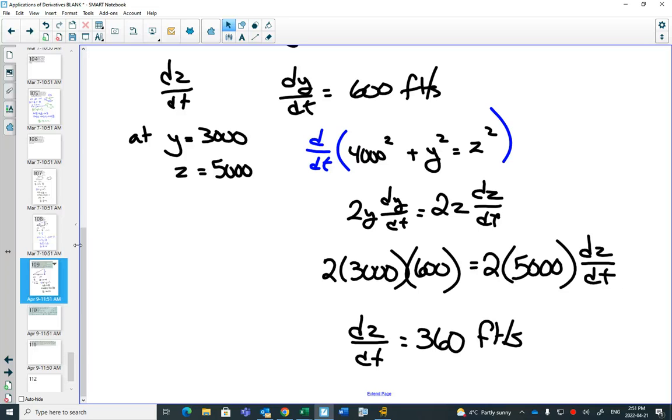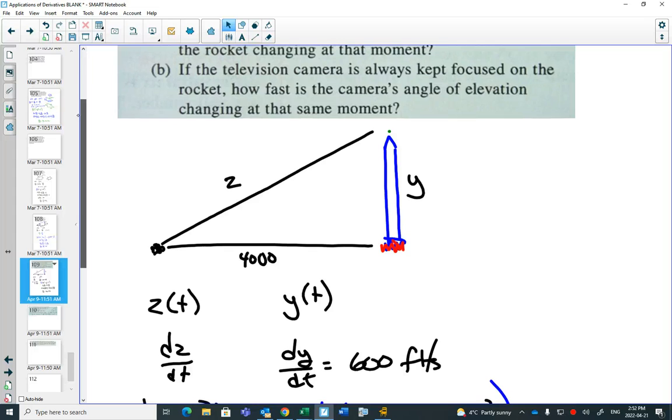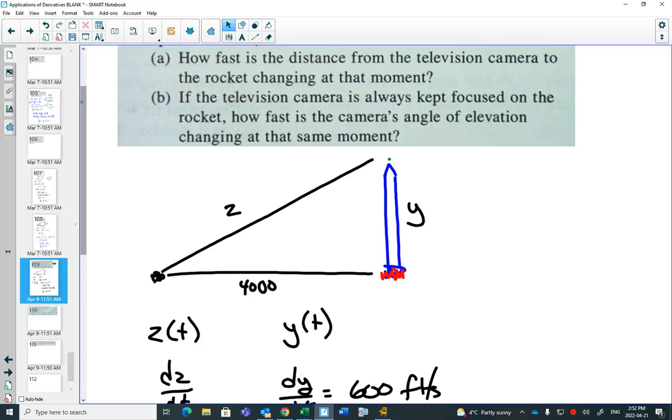Part A is a right angle question, but it's part B why this question is listed. If the television camera is always kept focused on the rocket, then the camera has to rotate as the rocket goes up. So that introduces an angle right here that's changing, and theta is a function of time as well. How fast is that camera's elevation changing at that same moment?